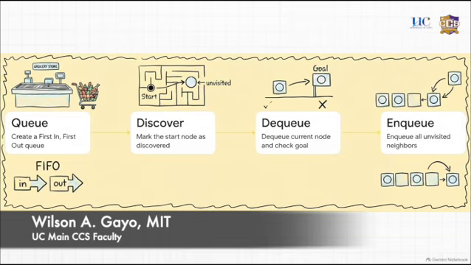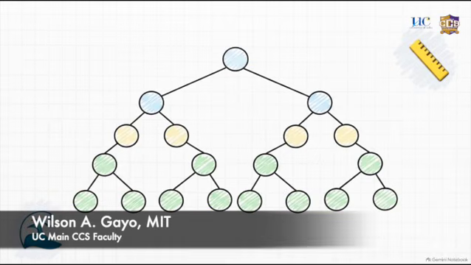When BFS discovers new neighboring cells in the maze, it marks the start node as discovered, checks if it's the goal, and then enqueues all unvisited neighbors right to the back of the line. It literally won't explore those new cells until it's finished checking every single cell that was discovered before them. Because of that queue, BFS explores the search tree level by level.